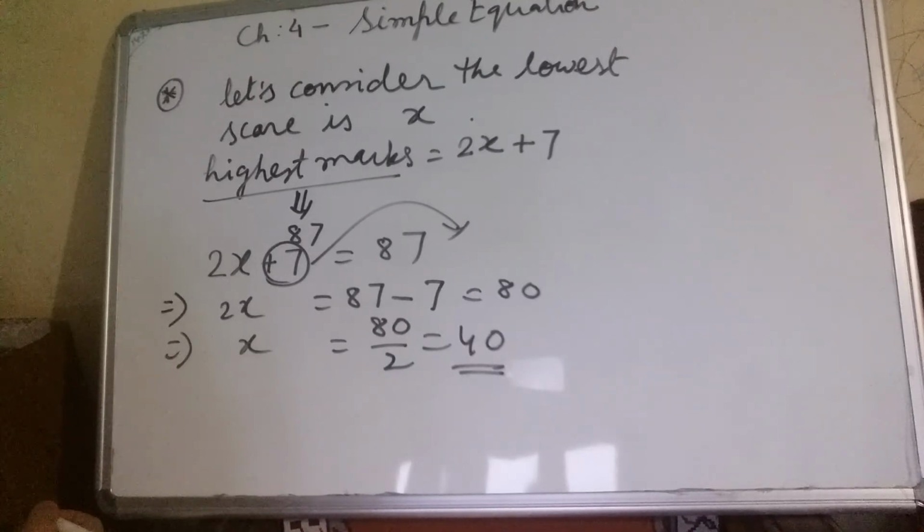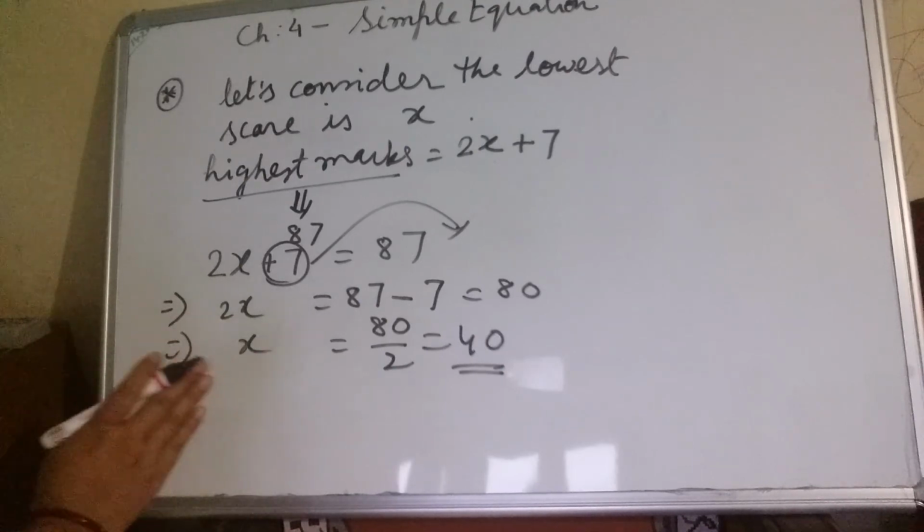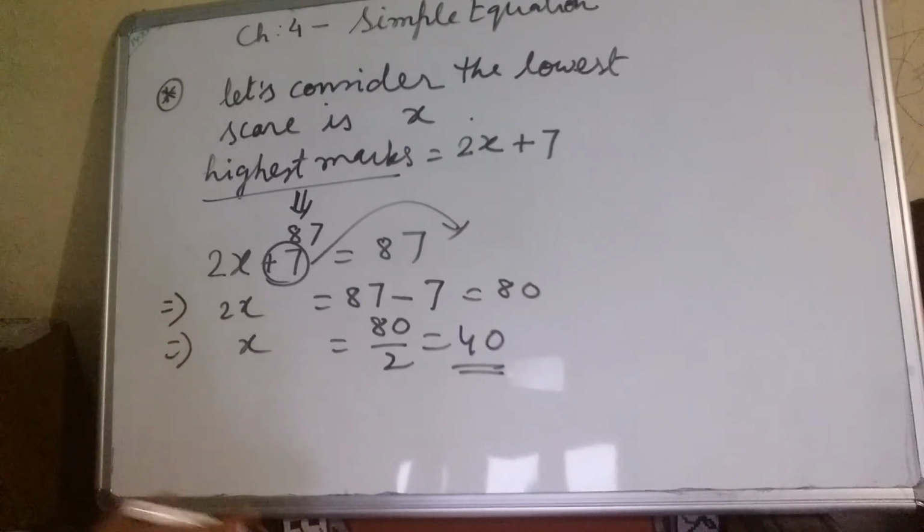So whenever you are given a written problem, first you have to identify the variable, then form the expression, then put the equal sign, and then solve by using the transposing method or the balancing method.